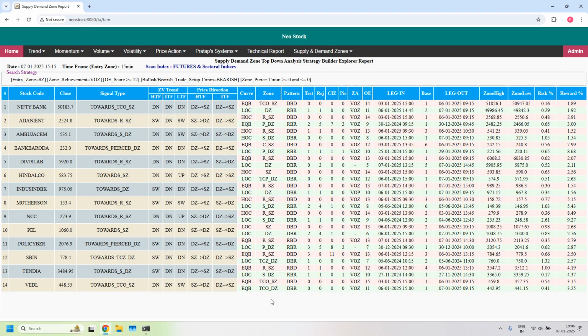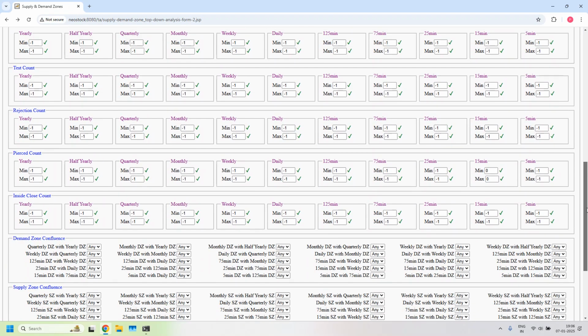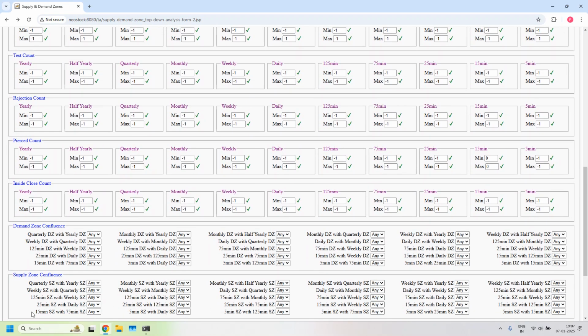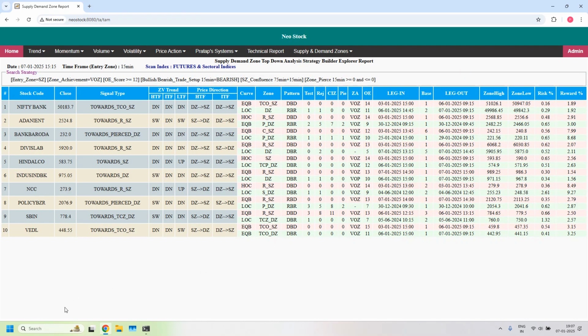So first filter is LTF and ITF supply zone confluence. Let us add that filter. That is 15 minute supply zone with 75 minute supply zone confluence. With this filter, we got 10 stocks. In all these 10 stocks, these 15 minute supply zones are part of the 75 minute supply zone. And 75 minutes trend is a downtrend in all these stocks, ITF trend.